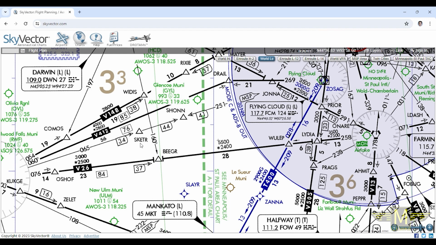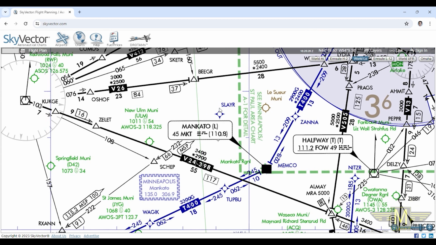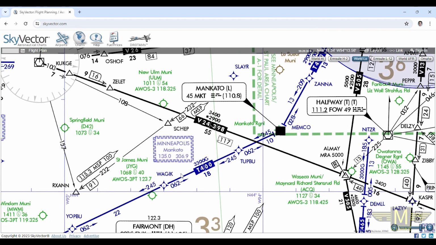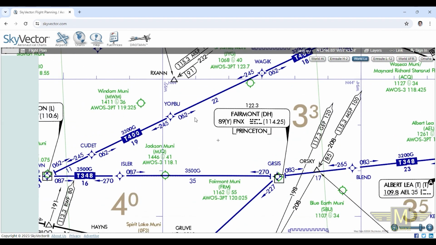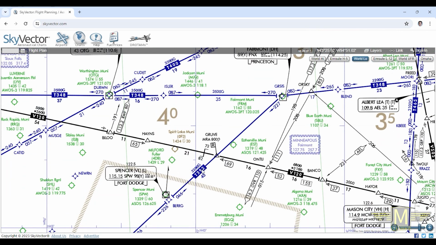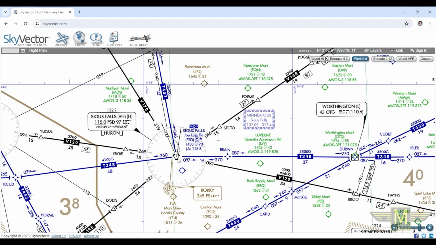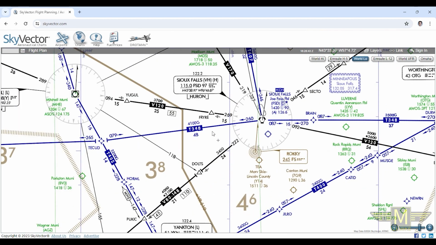The triangles, though, are intersections for VHF Vortacs. They're for the VHF nav aids, the radio nav aids. All these little star-looking things, the four-pointed stars, those are GPS intersections. Okay? And the blue routes, the T and Qs, those are GPS airways. So you need an IFR-approved GPS to fly these.